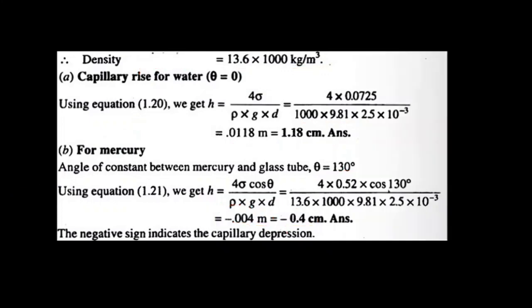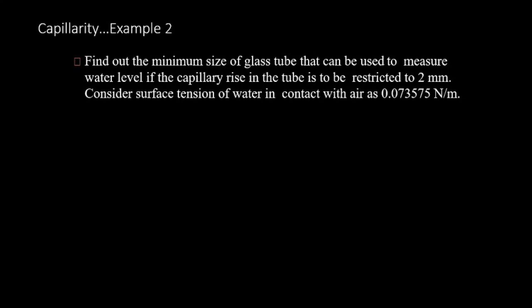We'll see another example. Find out the minimum size of the glass tube that can be used to measure water level. So we have to find the minimum size of the glass tube. What do we have to find? The diameter of the glass tube. The capillary rise in the tube is to be restricted. So h is equal to 2 mm, which is given. h is equal to 2 mm means 2 into 10 power minus 3 meter.